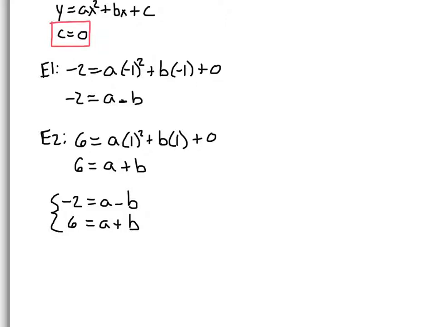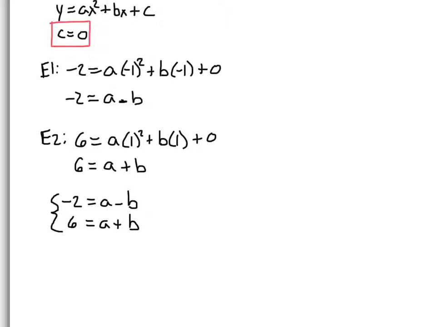Another way you learned was called substitution. In substitution, you took one equation, for example that bottom equation, 6 equals a plus b, and you would subtract b from both sides. So now you have 6 minus b equals a. You would substitute that 6 minus b in for a in the other equation and then solve for b. It works every time, but it's very labor intensive, a lot of paper and pencil, a lot of algebra involved.